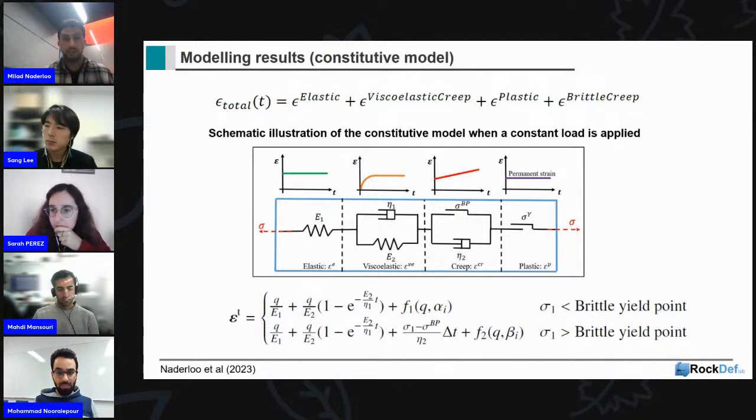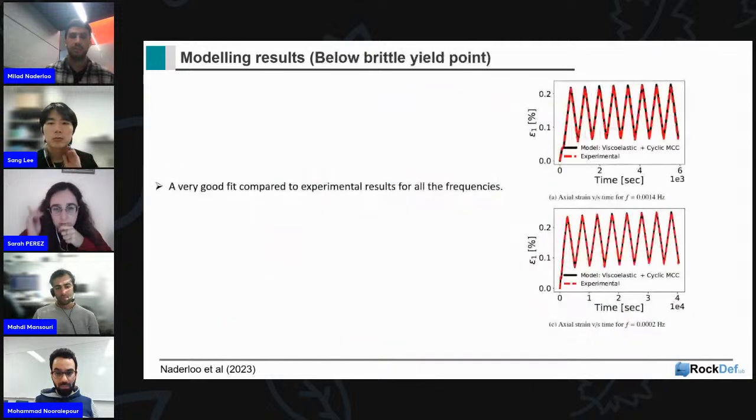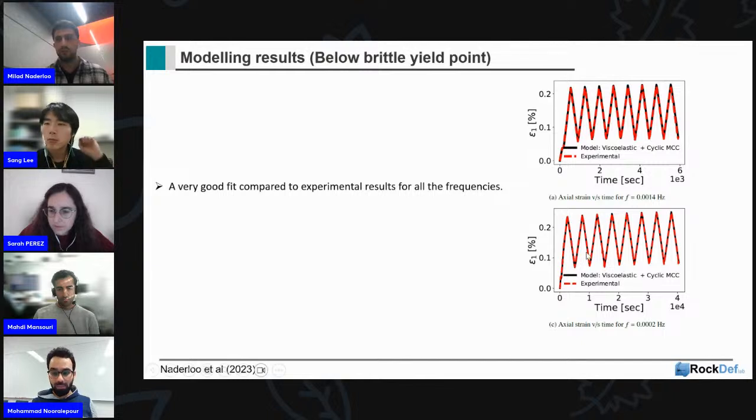So this is the constitutive model that we propose that can capture all those deformations that we observed experimentally in the lab. When we are in the blue brittle yield point, you can see in this plot, the black one is the modeling, and the dotted red one is experimental, and they are nicely matching and fitting with each other, even with the different frequencies.